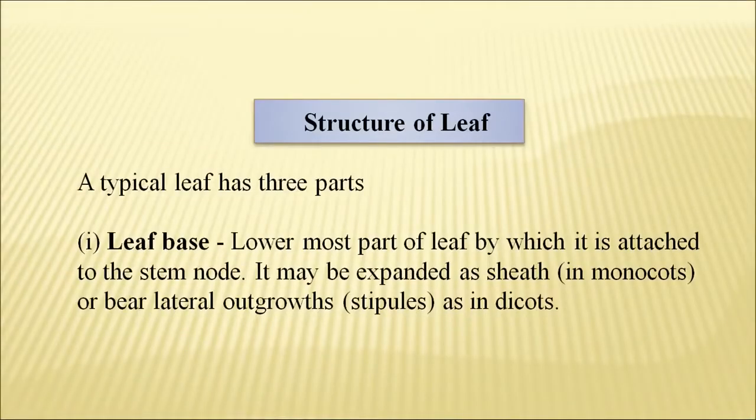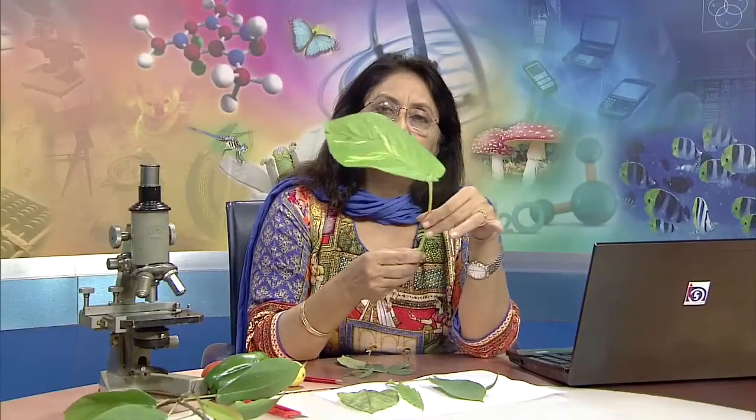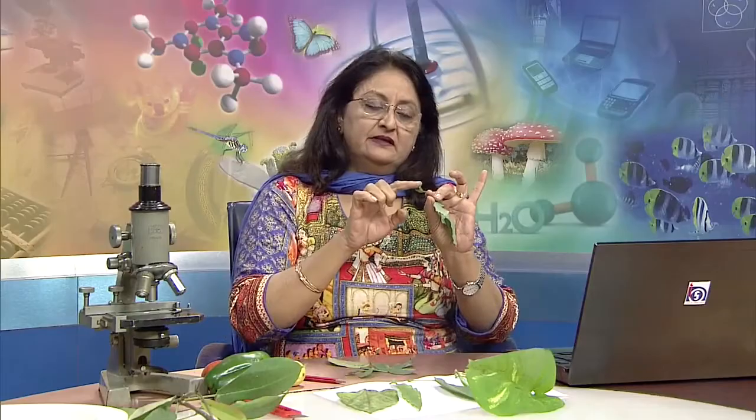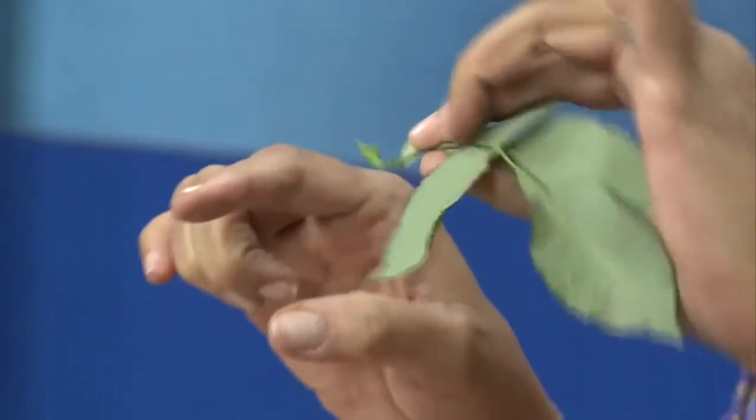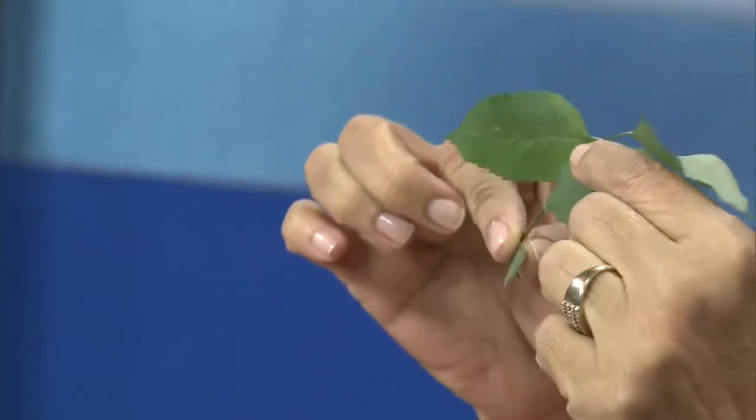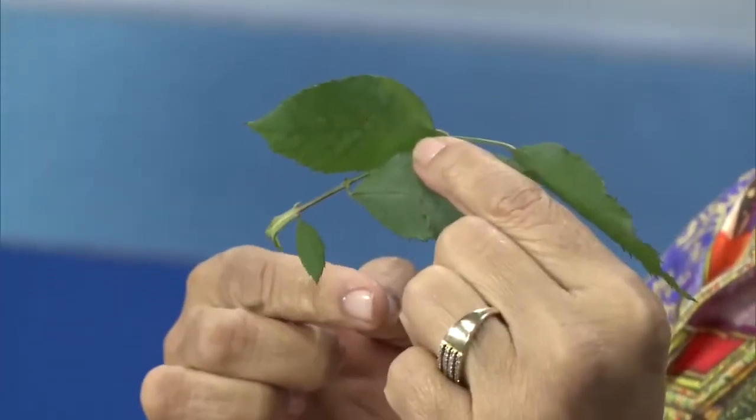Now, this is a leaf, right? Can you see the structure? This is the petiole. With this, it is attached to the stem, all right. So, this is the leaf lamina and this is the stalk, all right. The leaf base, I will show you in another plant in which leaf base is very specific. Can you see this? This is the leaf base. This is a rose leaf and this is the leaf base. This is how it is attached to the plant, okay.